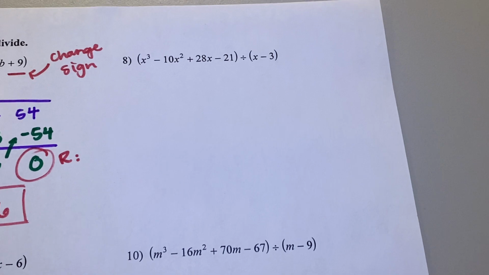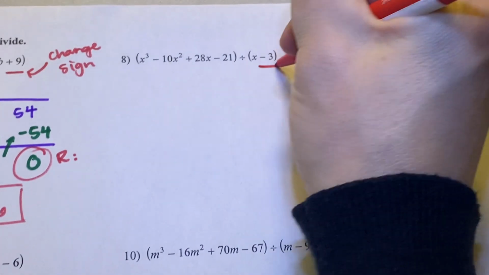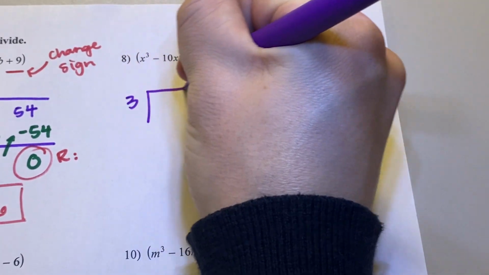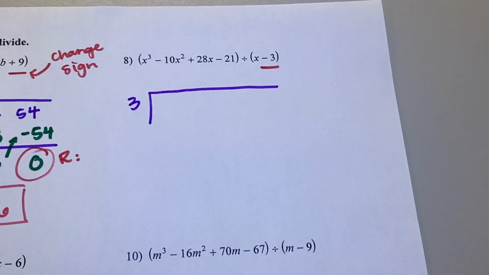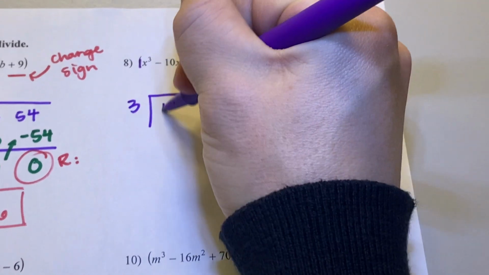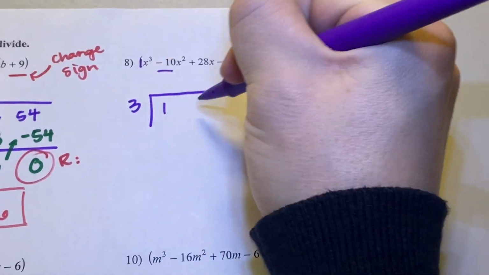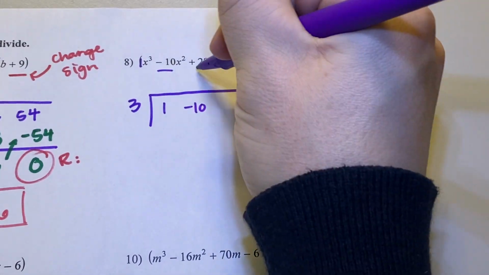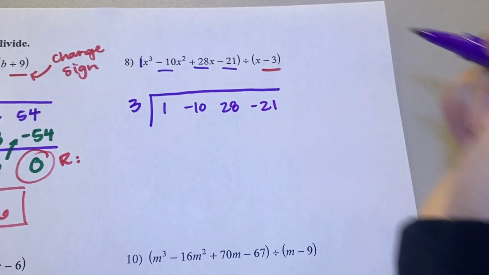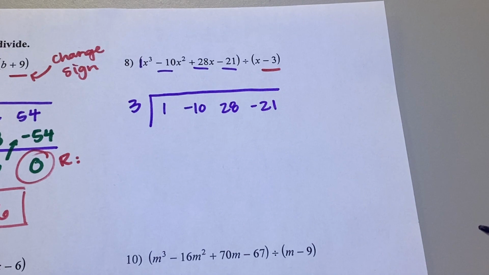Nice. Okay. First step, what do I need to do with this negative 3? Change it to what? Positive. Positive 3 on the outside. Draw your little division symbol and grab your coefficients, just the numbers. So I have a 1 in front of my x cubed. Negative 10. 28. Oh my goodness. Negative 21. Are we gonna get a slam dunk?